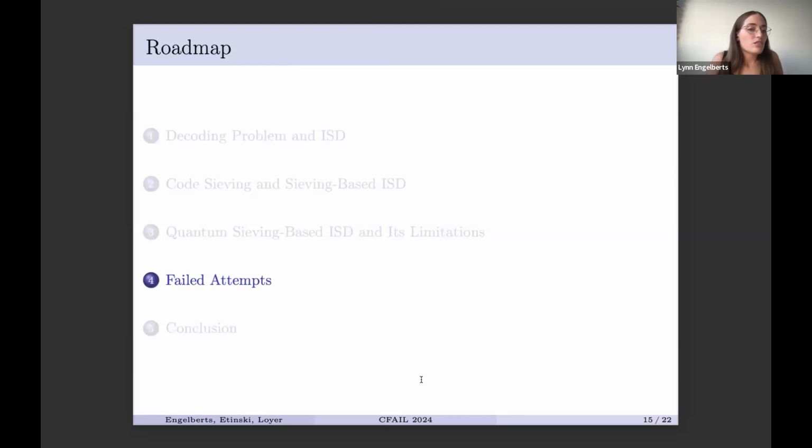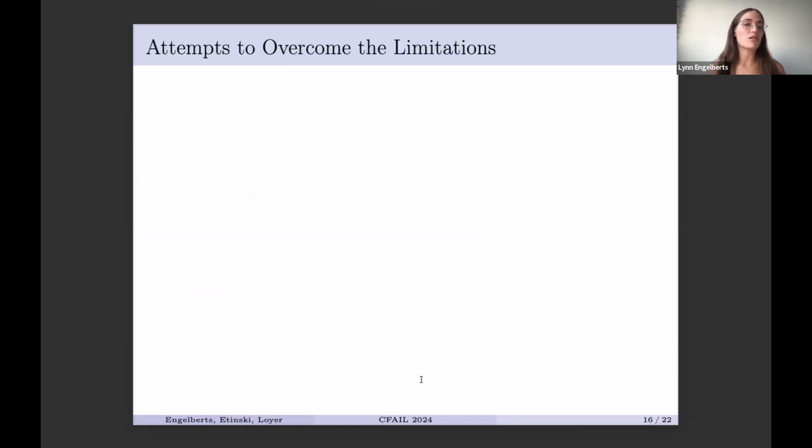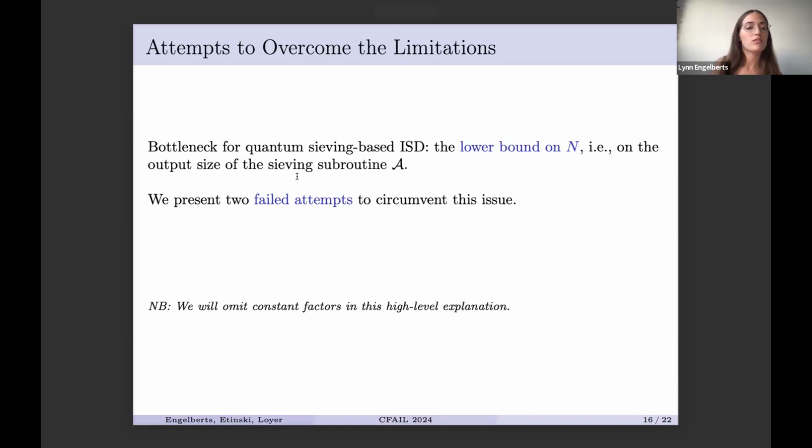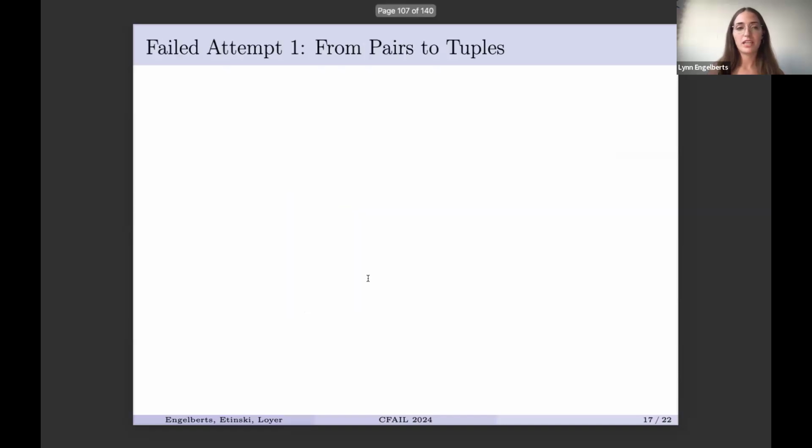So we did not succeed in constructing a quantum sieving-based ISD algorithm that outperforms quantum ISD algorithms, but we tried to overcome the limitations. Recall here that the bottleneck for quantum sieving-based ISD was this lower bound on capital N, namely on the output size of this sieving subroutine. I'll now present two attempts that we had to circumvent this issue, which unfortunately failed. In the following, I will omit constant factors because that will make the presentation a little bit easier, but I hope that does not confuse you. Okay, so the first attempt.